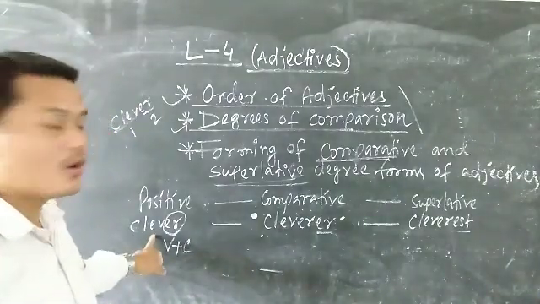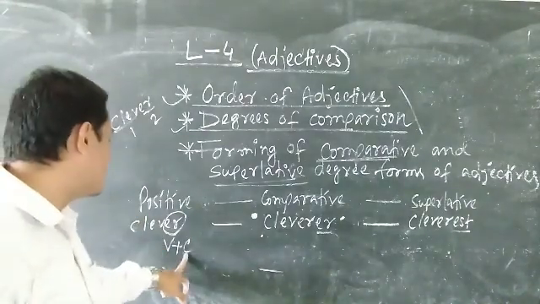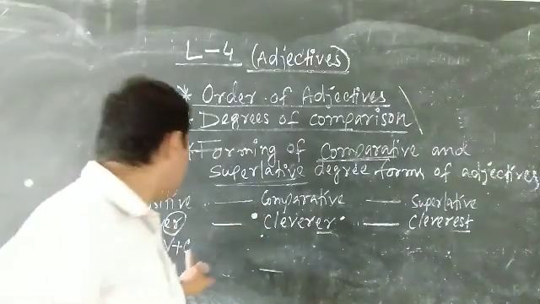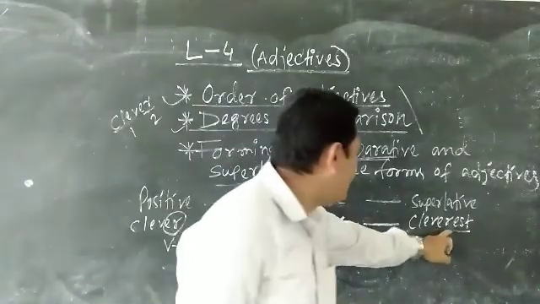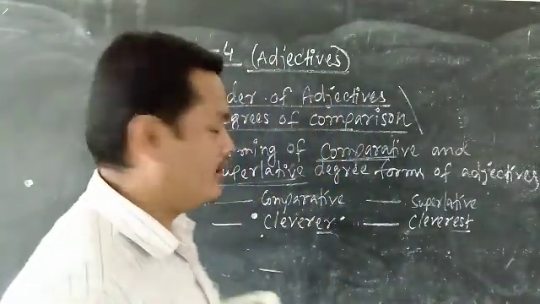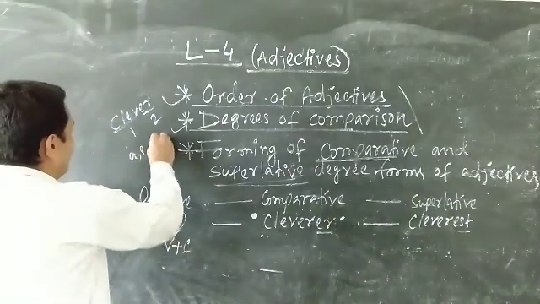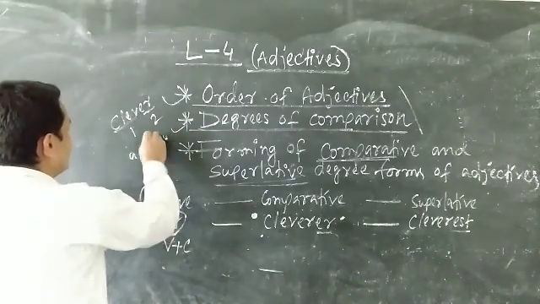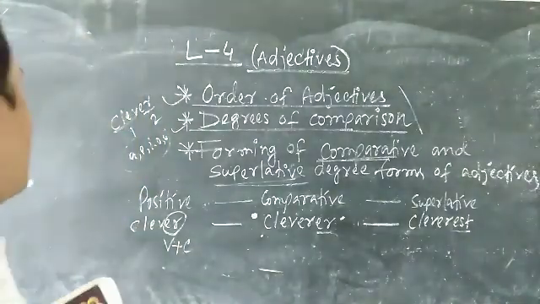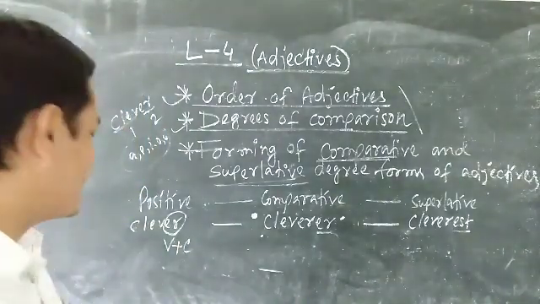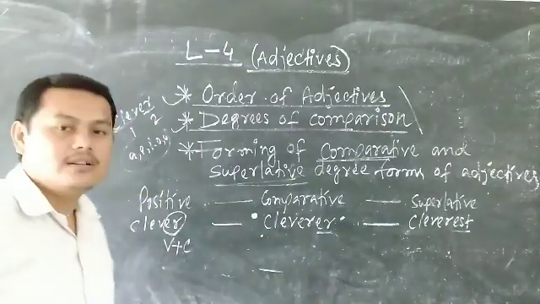It may have 1 syllable or 2 syllables, but the combination of the last 2 letters must be vowel plus consonant. Then, if the words are so, we have to add er in comparative degree and est in superlative degree. So, vowel plus consonant: A, E, I, O, U. These 5 letters of our alphabet are known as vowels and the rest are consonants. So E is a vowel letter. That's why. So this is the first rule.